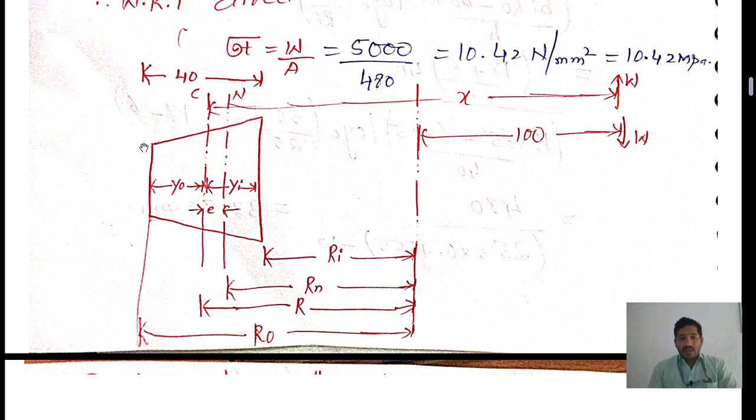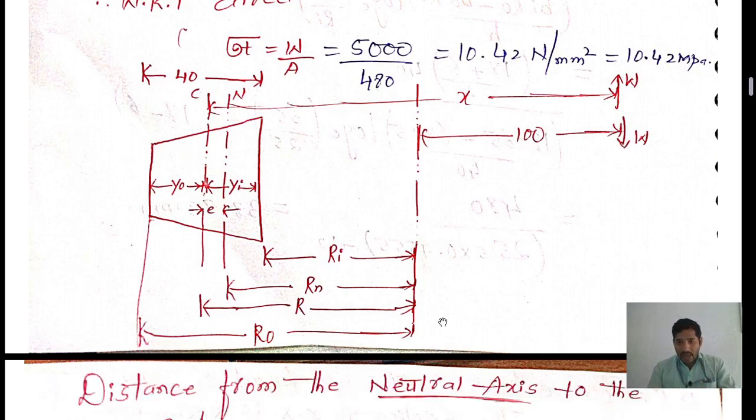So inner width is given as 6 mm and outer width is given as 18 mm, and the height of the taper bar is given as 40 mm. Let us see how much load we applied over here: 5000 load we applied on the punch press machine. So this is the section X and this is the section XX.